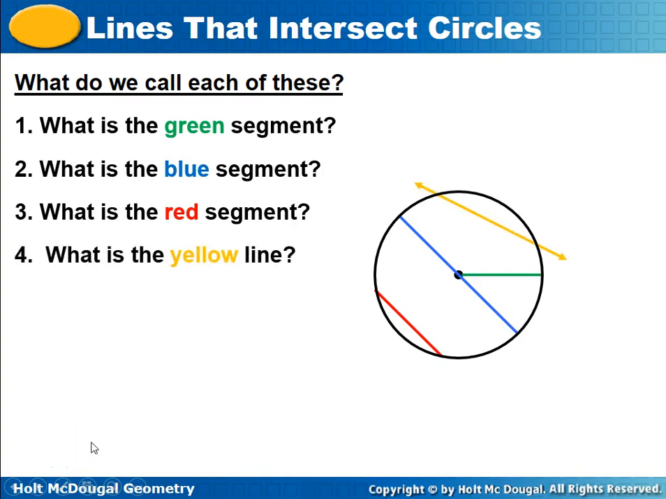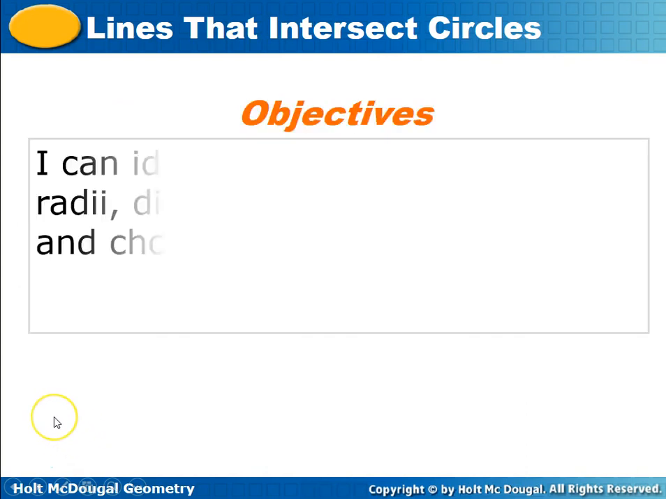The yellow segment, well, actually line, excuse me. It's got arrows on it, so that's a line. We're going to talk about that one today. And the purple one. This is also a line that we're going to talk about today.